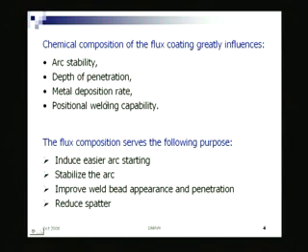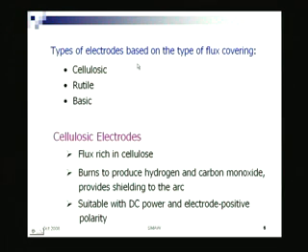So, that is what you see, what it does and what purpose it serves, about the flux composition. So, we see the basic different types of flux covering. The different types of electrodes are either referred to as cellulosic electrode, rutile, or basic electrode. Broadly under these 3 heads the electrodes are classified based on the composition of their flux coating. So, cellulosic electrode, what is that? The flux is rich in cellulose.